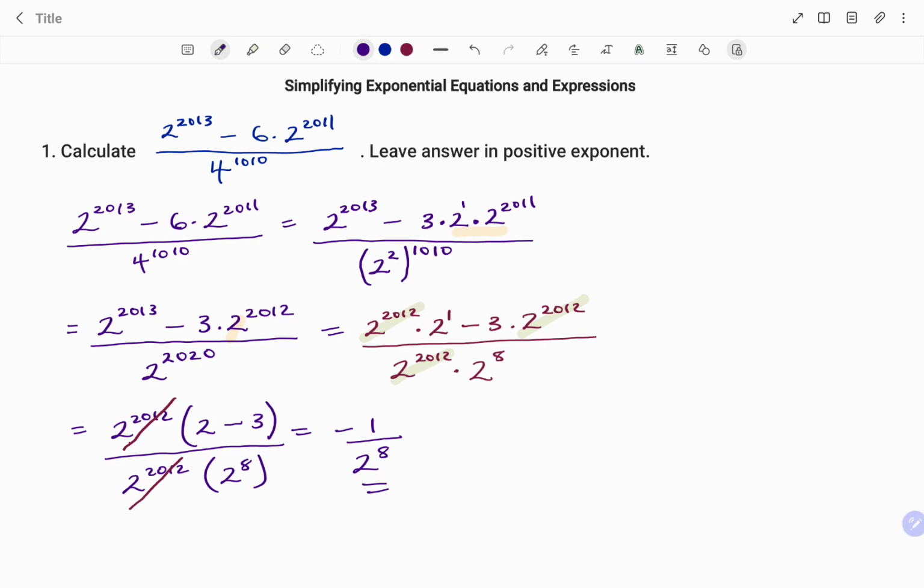The question says we should leave in positive exponent. This is already in positive exponents, so our answer remains the same: minus 1 over 2 to the power of 8. Let's look at the next example.